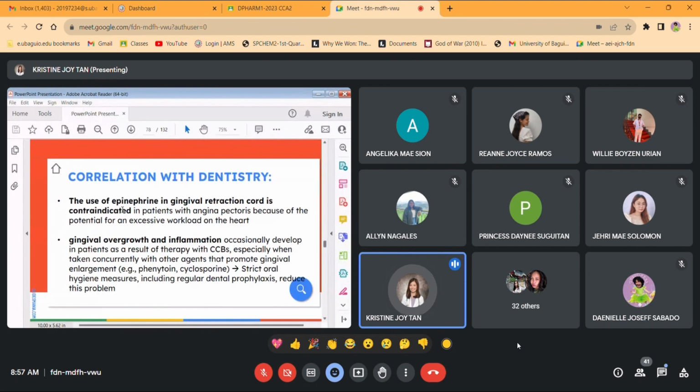So, the use of epinephrine in gingival retraction cord is contraindicated in patients with angina pectoris because of potential for an excessive workload on the heart. If you have an increased workload on the heart, the demand of your heart for oxygen will increase. If the demand of the heart for oxygen increases but the supply of oxygen decreases, you will precipitate an anginal attack in the patient.